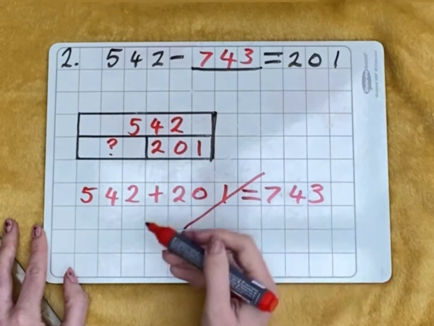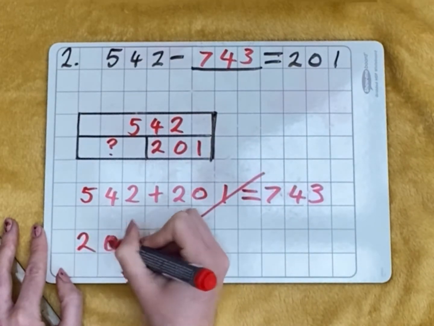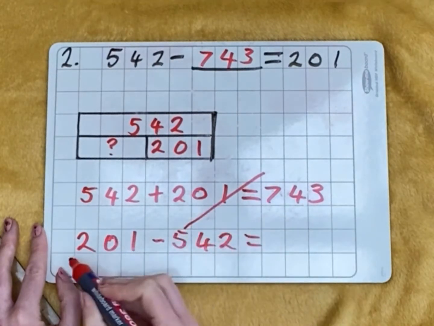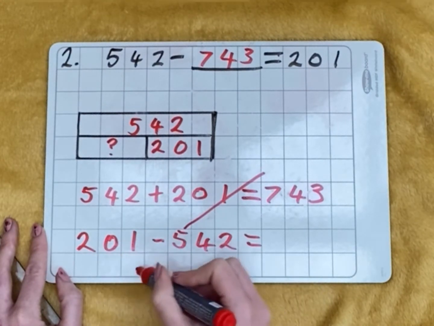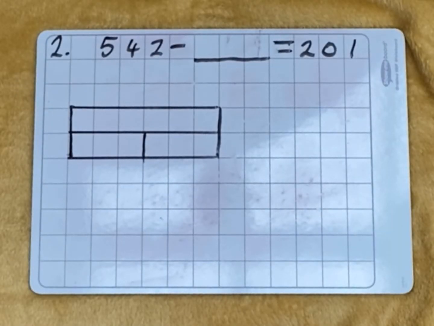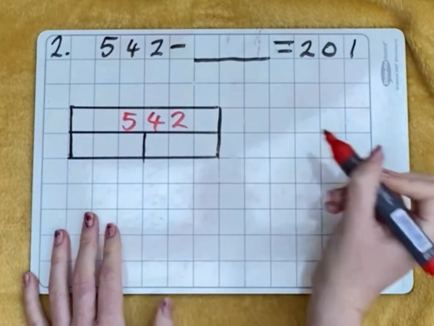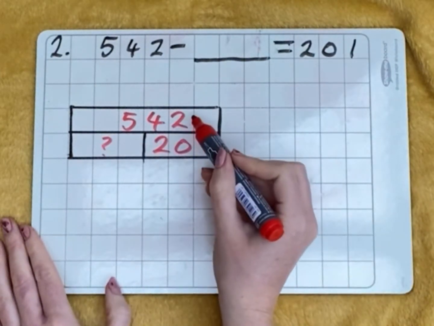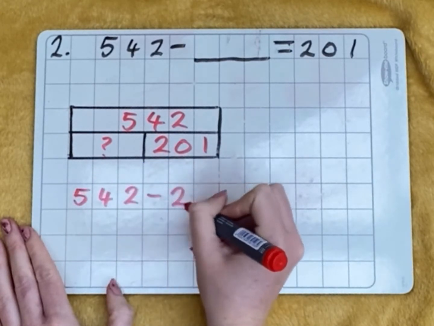Also, if we knew it was supposed to be subtraction, but we said, okay, so let's do 201 minus 542. Am I going to be able to complete that? No, because 542 is a bigger number, so I won't be able to subtract that. So now let's solve number 2 correctly. We already said that we need to put 542 as the whole number, minus something equals 201. So we know that we need to write it as 542 minus 201.